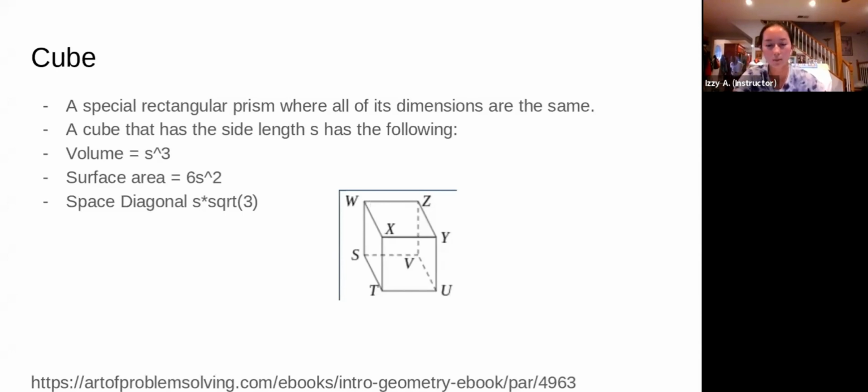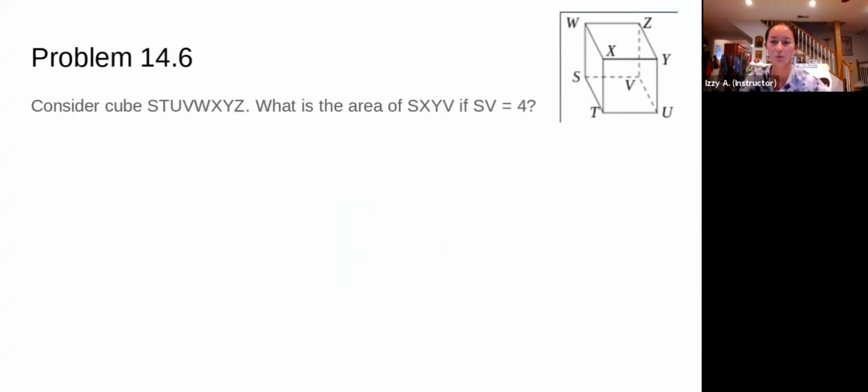Okay, and we can always come back to this slide and the previous slide to figure out problems. And speaking of problems, we are going to tackle our first problem. So, consider cube STUVWXYZ. What is the area of SXYV if SV is equal to 4?